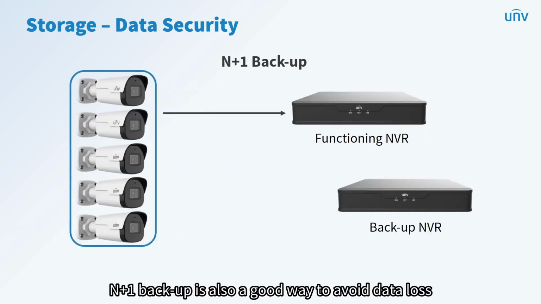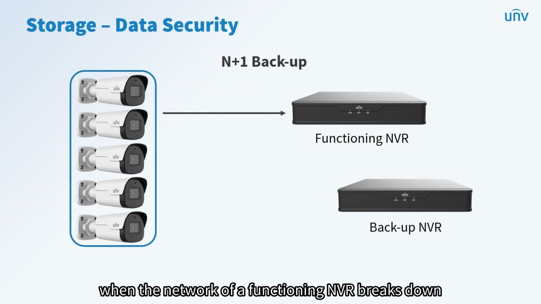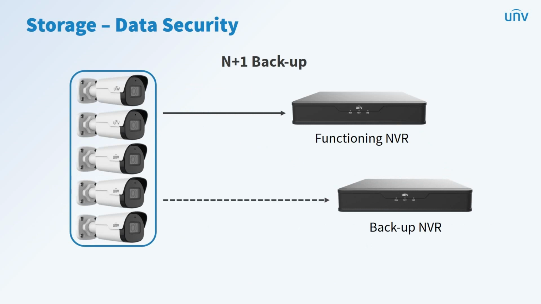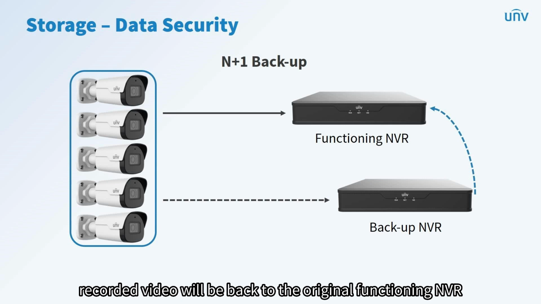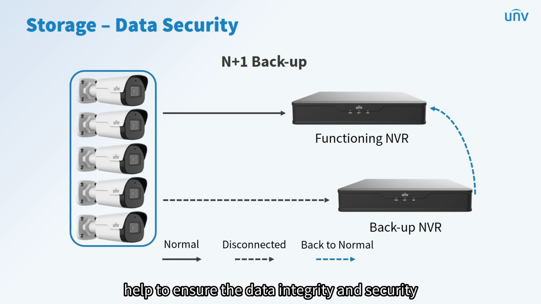N+1 backup is also a good way to avoid data loss. N is functioning NVR, 1 is backup NVR. When the network of a functioning NVR breaks down, cameras switch to backup NVR. Until network recovers, recorded video will be back to the original functioning NVR. All these technologies help to ensure the data integrity and security.